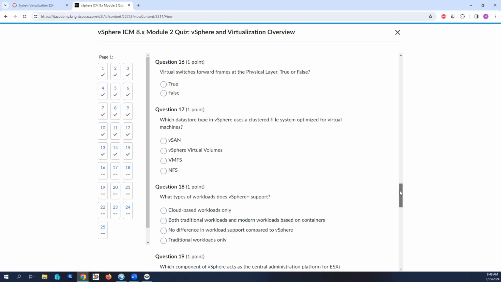16. Virtual switches forward frames at the physical layer. What do you think? Are virtual switches physical switches? No. We'll go false.